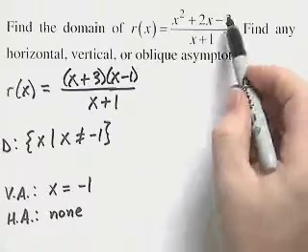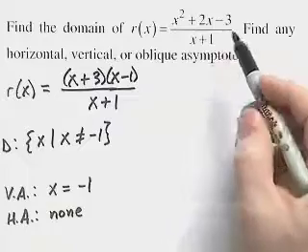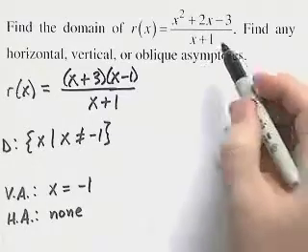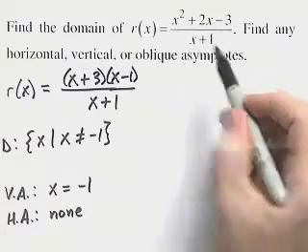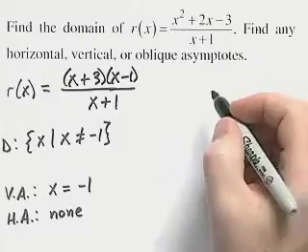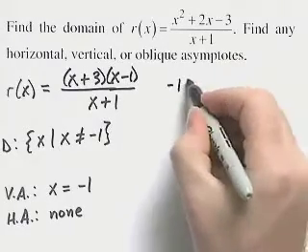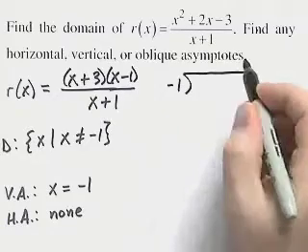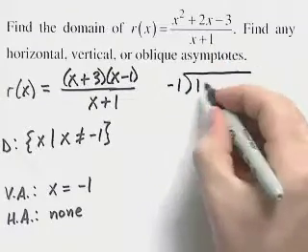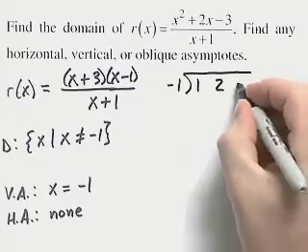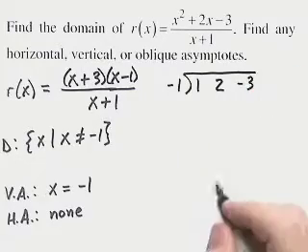To determine that, we actually have to do this division. We can either do long division or we can use synthetic division because we're dividing by a linear expression. Go ahead and use synthetic division here. And we're going to use c equals negative 1. We'll put in our coefficients, 1, 2, and negative 3.